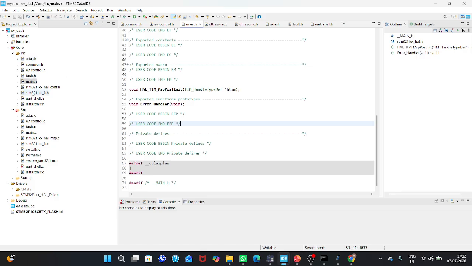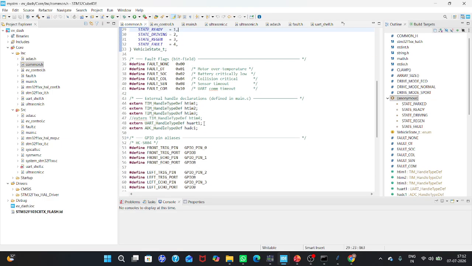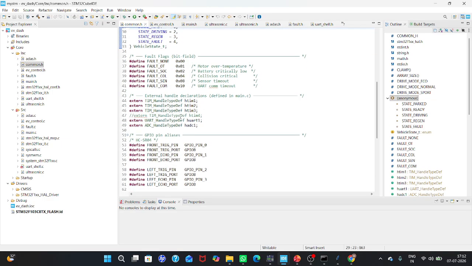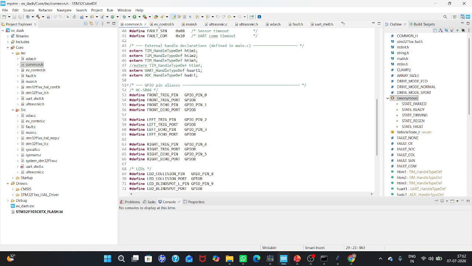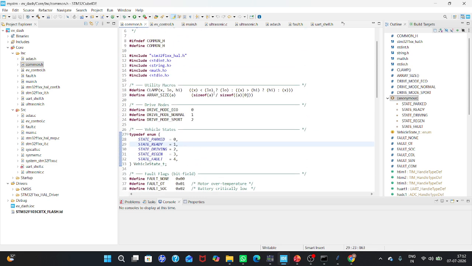Now the code explanation is for common.h. This file contains all common libraries, macros, utility functions, and global definitions shared by every module. Instead of writing the definitions repeatedly, every source file includes common.h.